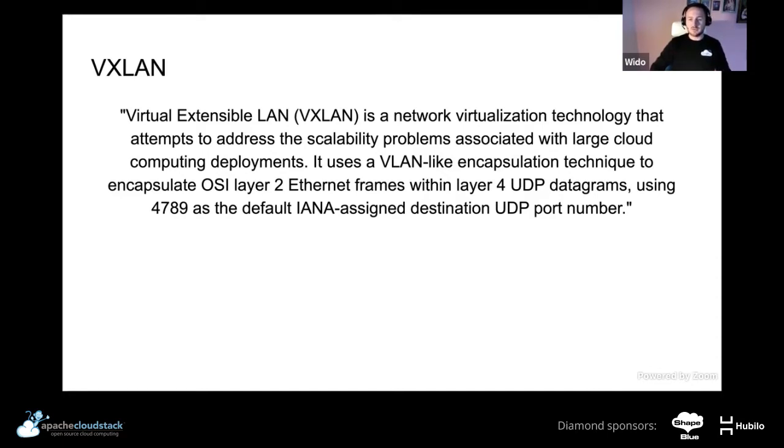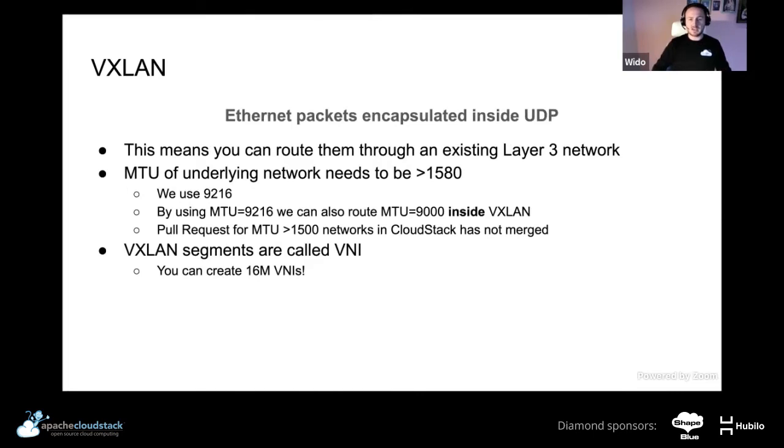So we build our network using VXLAN, and you see this in many large deployments where VXLAN is being used. So what is VXLAN? Ethernet packets encapsulated inside UDP, so you can route them through any existing layer 3 network. And if you look at things like Docker networks, I think it's called Calico, that's actually VXLAN as well, where it builds an on-the-fly BGP VXLAN network to do overlay over existing IP networks.